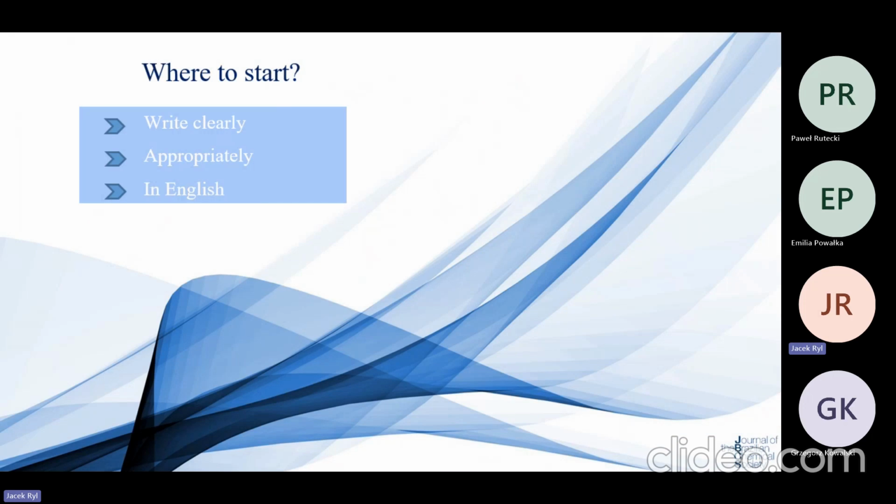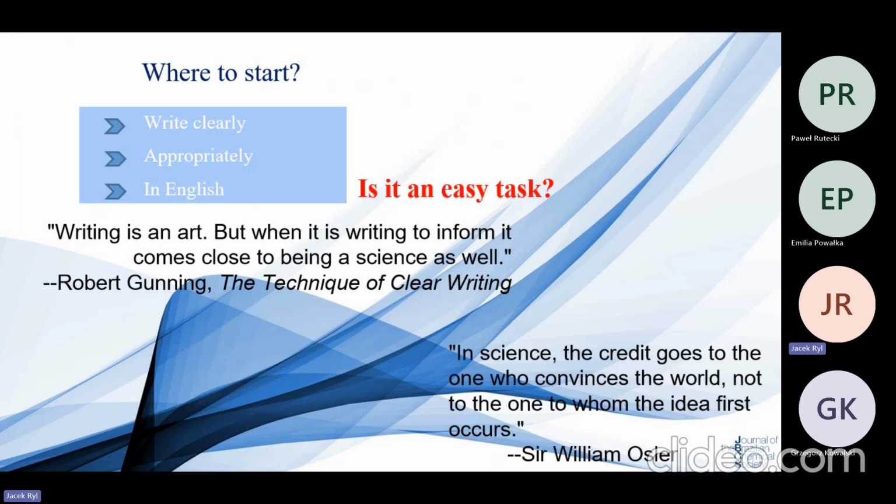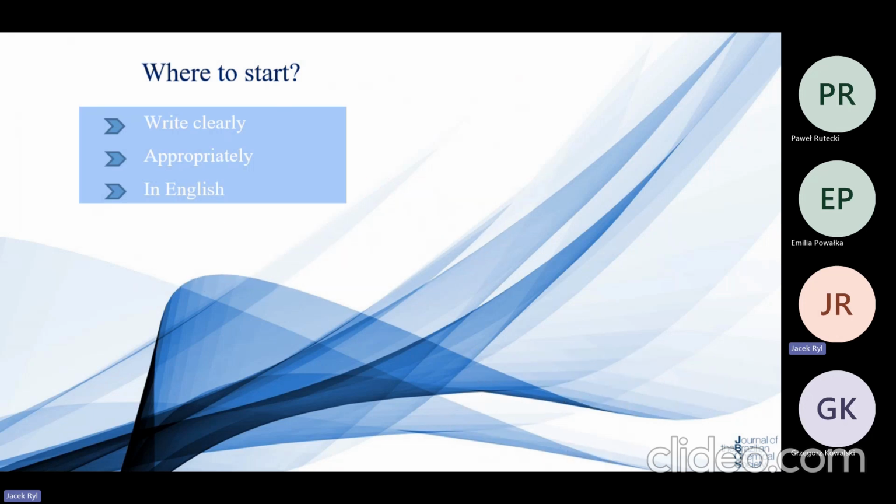Where to start? Well, we have to write clearly and appropriately in English. This is a problem in Brazil as well. With time, we start to improve writing English. To my students, I show some tools to try to improve English. But the best one, I would say, is to read. The more you read, the more you learn the way to write in proper English. So is it an easy task?